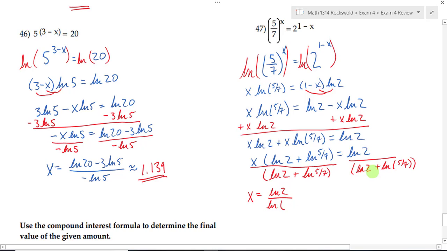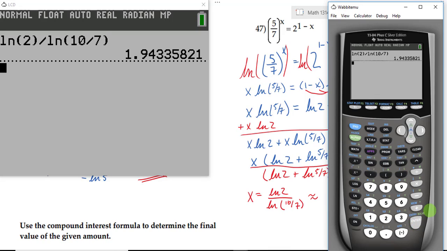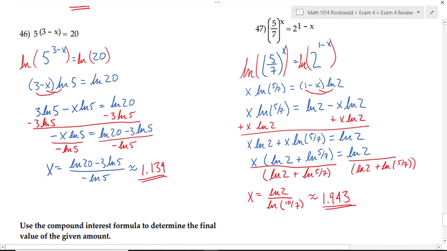log of... Could I use the product rule to rewrite this as a single log? And that would be 10/7. And then I could use my calculator to get a decimal approximation. So on my calculator, I want to do the natural log of 2 divided by the natural log of 10/7. Make sure you close your parentheses for the arguments of the logs. And that gives us 1.943 for our decimal approximation. If I ask for the exact answer, this is what I'm wanting. If I ask for rounded to 3 places, this is what I want. Know how to do both.